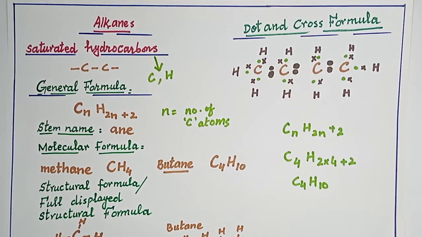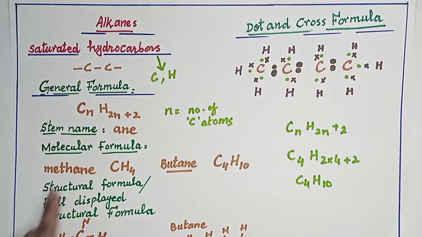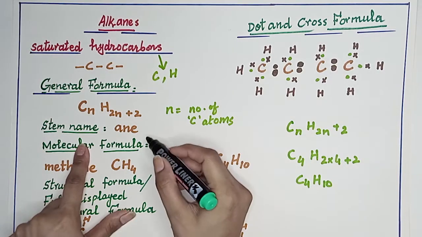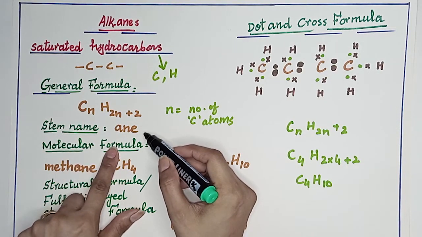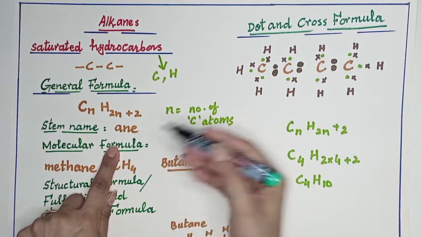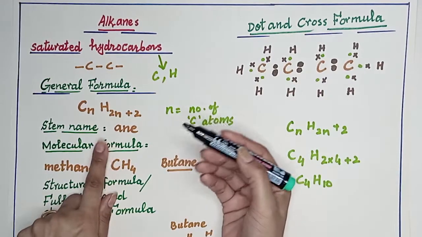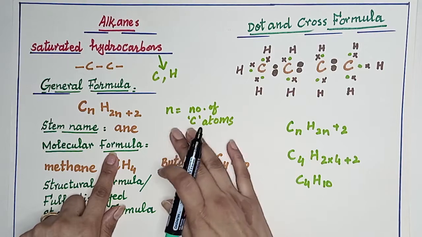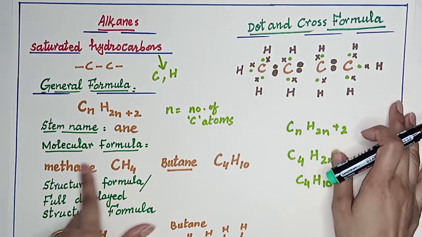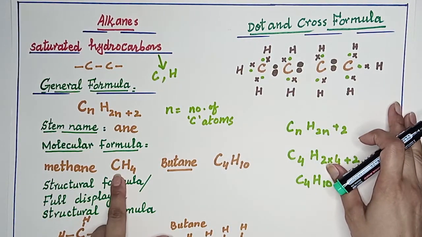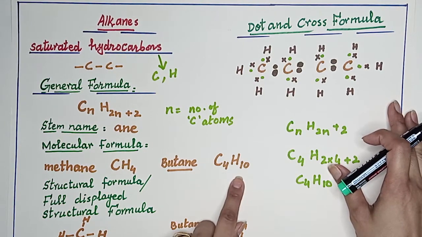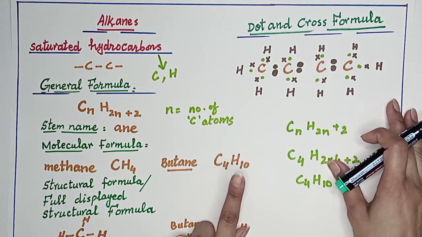So next, the stem name of alkane. The stem name of alkane will end in -ane. So methane, ethane, propane, butane, pentane, the whole series comes with this -ane. So the molecular formula for the first carbon atom is methane, and if there are 4 carbon atoms, it is butane.